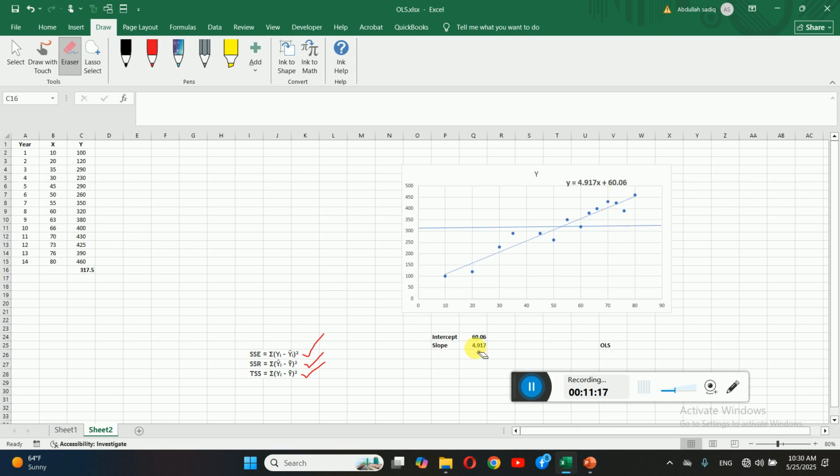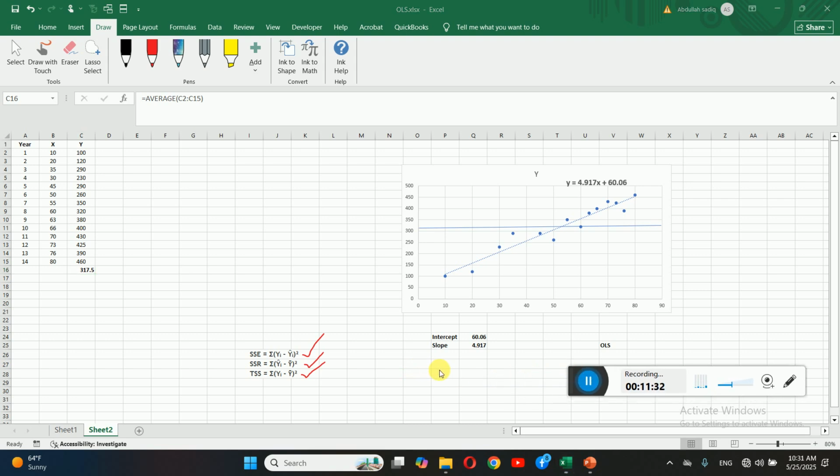Now, dear students, I try to find this value, the sum of square error. So first you need to have the average value, which is already given, and then you should find the y hat. What is meant by y hat, dear students? If you have the regression function, y hat is equal to beta naught plus beta 1 x. In this function we have estimated beta naught, which is 60.06, and beta 1, which is 4.917.